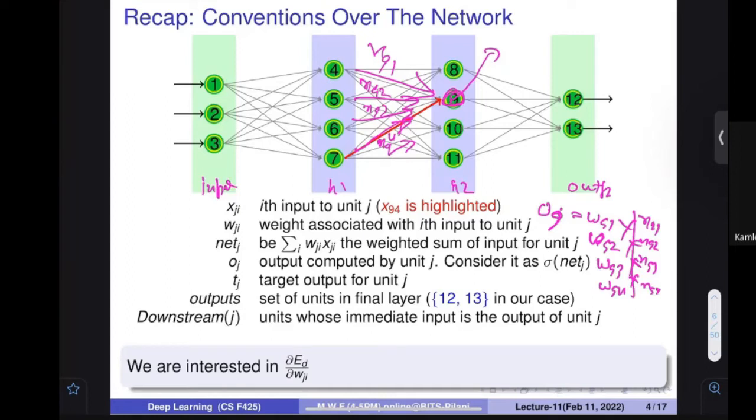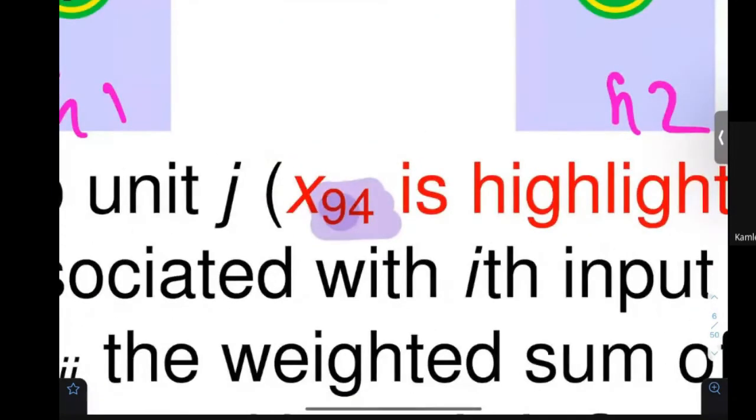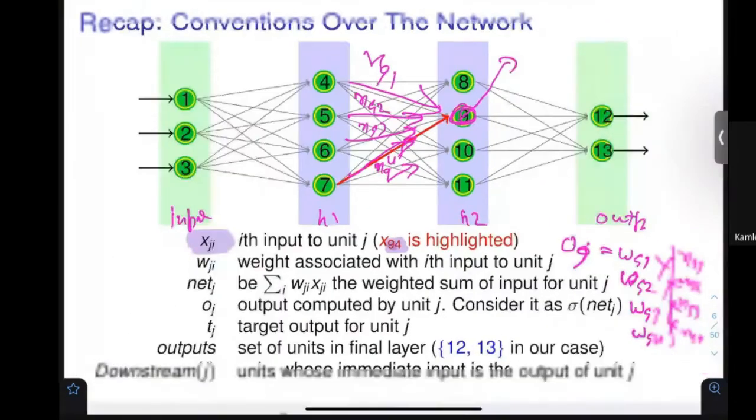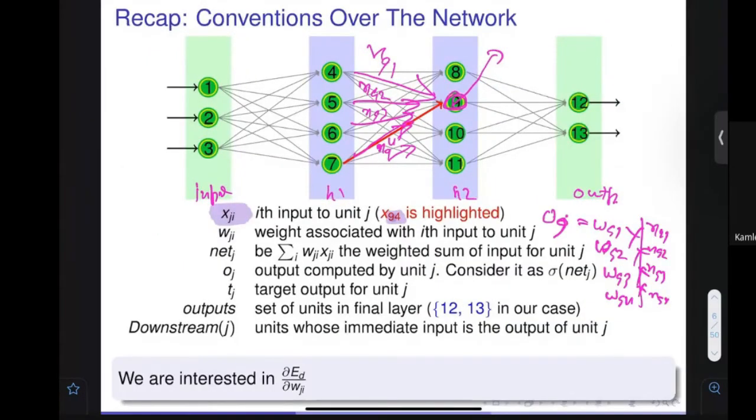So what is xij? Once again, what is xij? That is the ith input to the jth unit. So if the unit is 9, this is the fourth unit. For example, x94 means to the unit 9, the fourth input is this one. So it is highlighted in this particular diagram. In the same way, what is the weight associated? The same weight is also going to be associated in the same way.